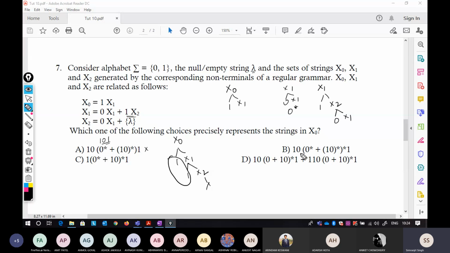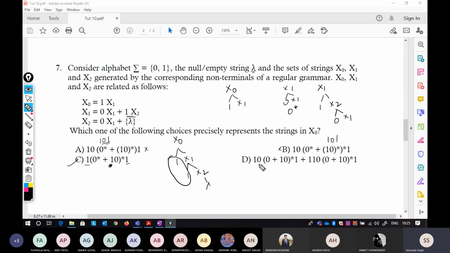And I don't think there is also, the smallest possible string is 101. So two options are eliminated. That is our luck here. So it's very good. Now there is one and there is one. So I think one can be derivable from here. Absolutely, one can be derivable from here. So it can be the option.